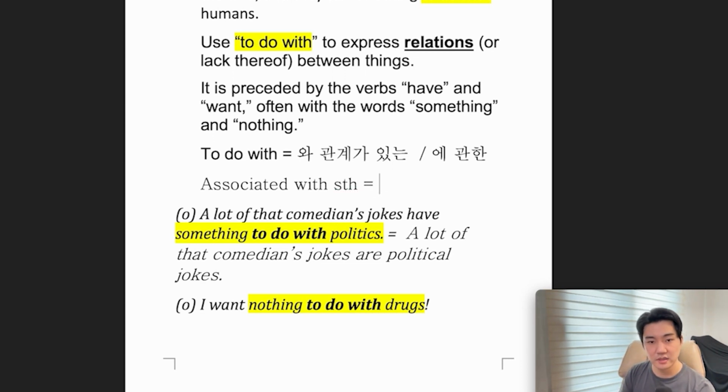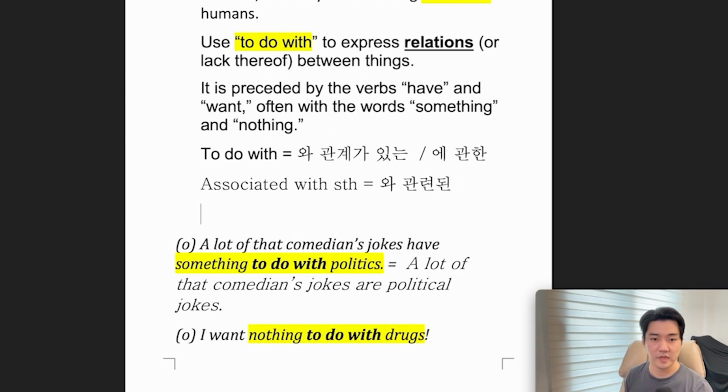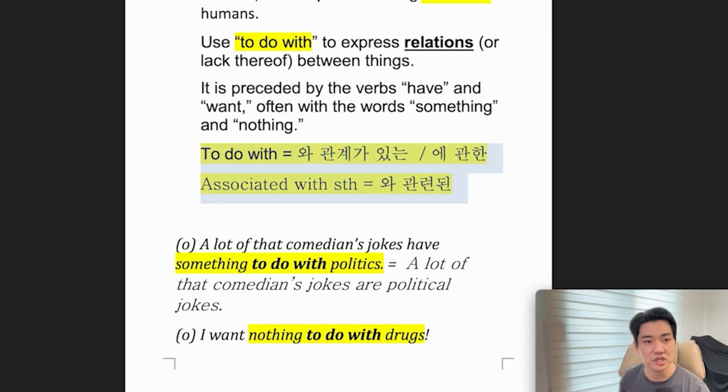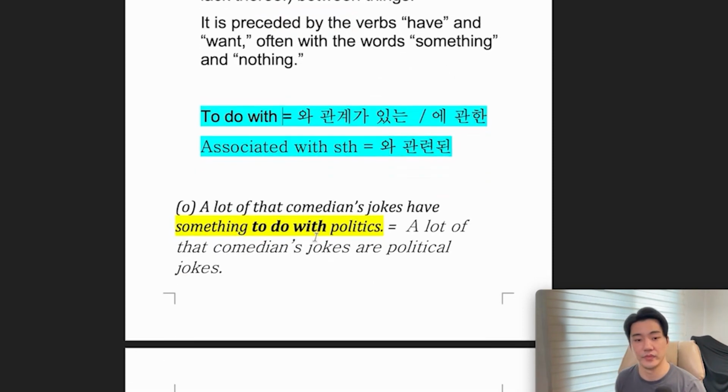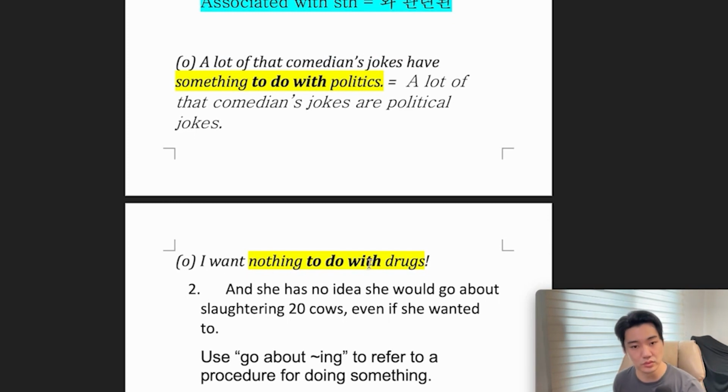It has a similar, one more. These are the two. Let's put them in a different color. Too much yellow. Used to do with to express relations. So to do with, associated with, or lack thereof. Not to do with, not associated with. So I want nothing to do with drugs. Again, like I mentioned, 나는 마약이랑 아무 상관없고 그냥 관련되지 않으면 좋겠어요. I don't want to be known or connected with drugs.